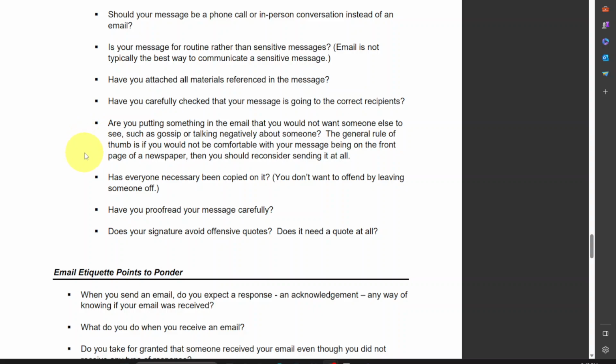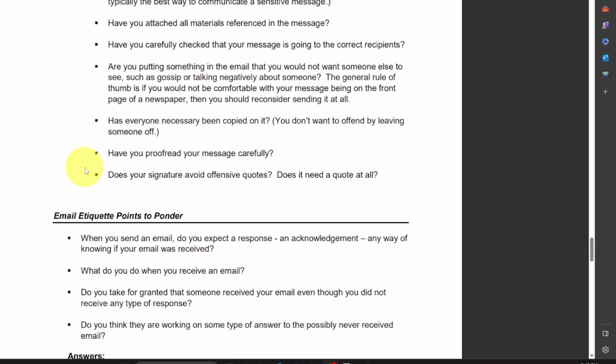Has everyone necessary been copied on it? You don't want to offend by leaving someone off. Have you proofread your message carefully? Does your signature avoid offensive quotes? Does it need a quote at all?